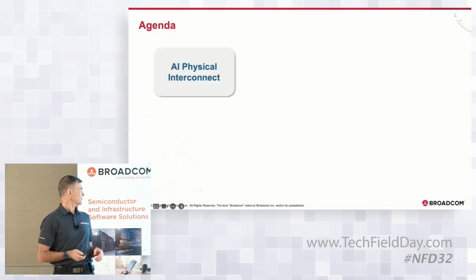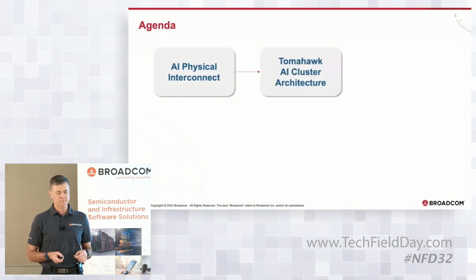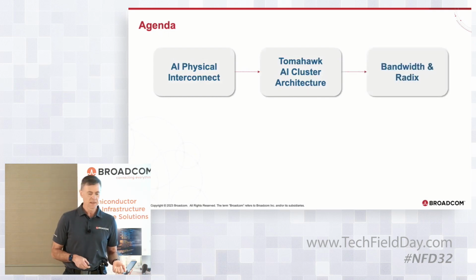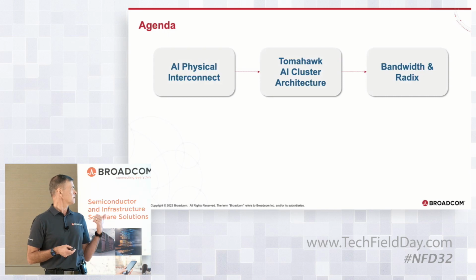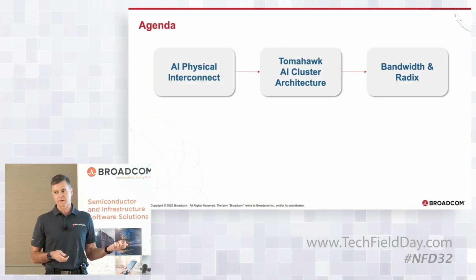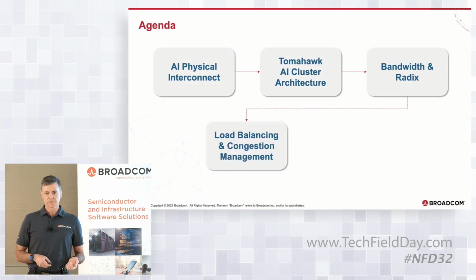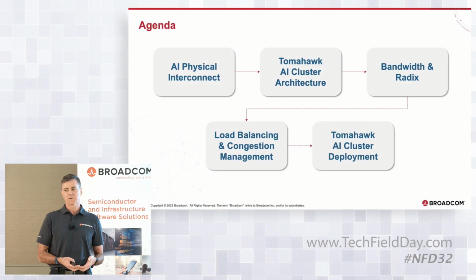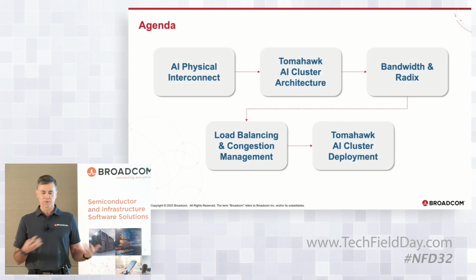Okay, so agenda for today. First off, talk about the AI physical interconnect, get into a high-level discussion of the Tomahawk AI cluster architecture, and then talk about some of the features that we put in the Tomahawk switches to support the cluster architecture based on this silicon, including the very high bandwidth and high radix, and why that's important, how it benefits you as far as latency, power, cost, etc. Then I'll get into load balancing, congestion management, and finally wrap up with a real-world example of what's being deployed today with Tomahawk for AI, what's commercially available today.